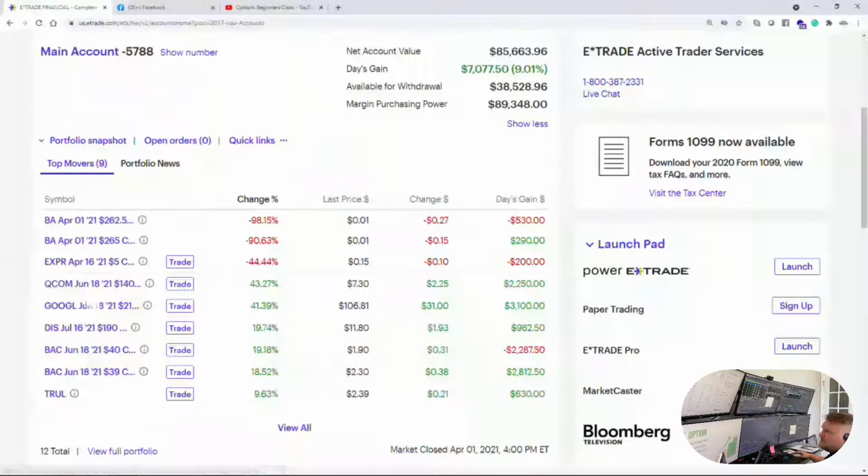You can see most of my trades here expired June or July of this year. There's one thing that expires April 16th here. That's Express. That really didn't do much. But most of my trades here are for June and July expiration.